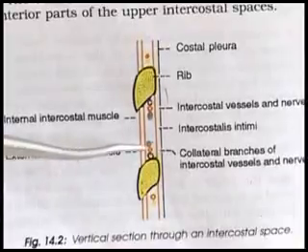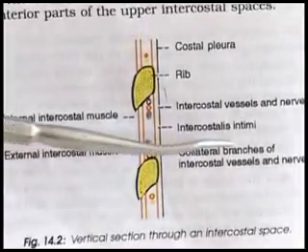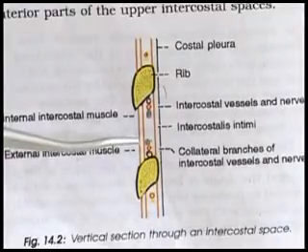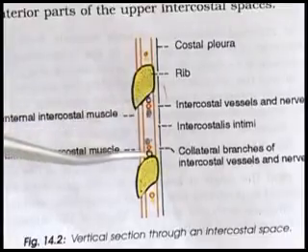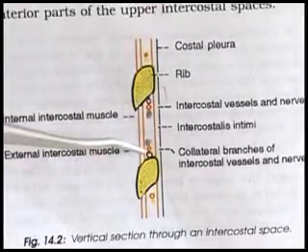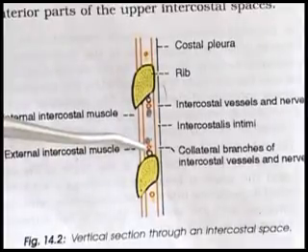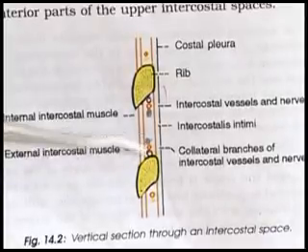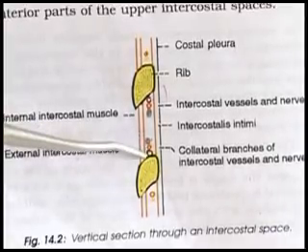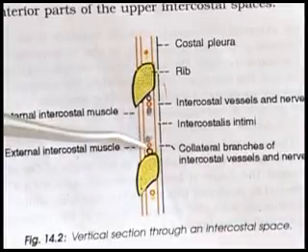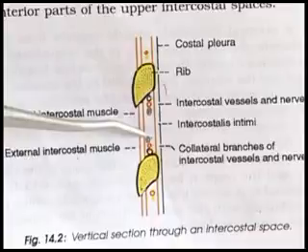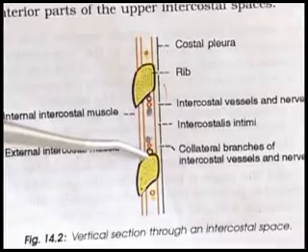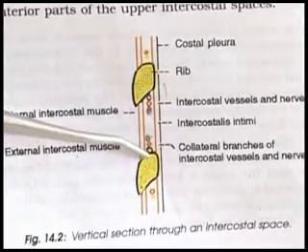The next branch is the collateral branch. This branch is given off at the tubercle of the rib and runs in the lower part of the respective intercostal space, accompanying the collateral branch of the posterior intercostal artery and the tributary of the posterior intercostal vein. The order of these structures is NAV, from above downwards, that is collateral branch of the intercostal nerve, collateral branch of the posterior intercostal artery, and collateral tributary of the posterior intercostal vein.